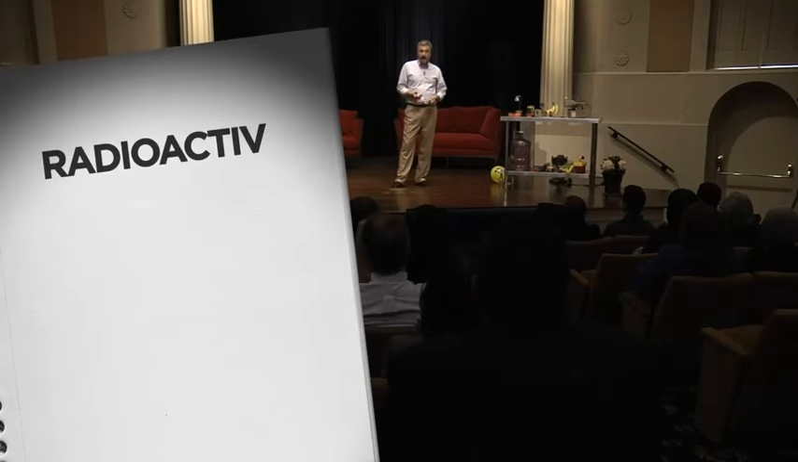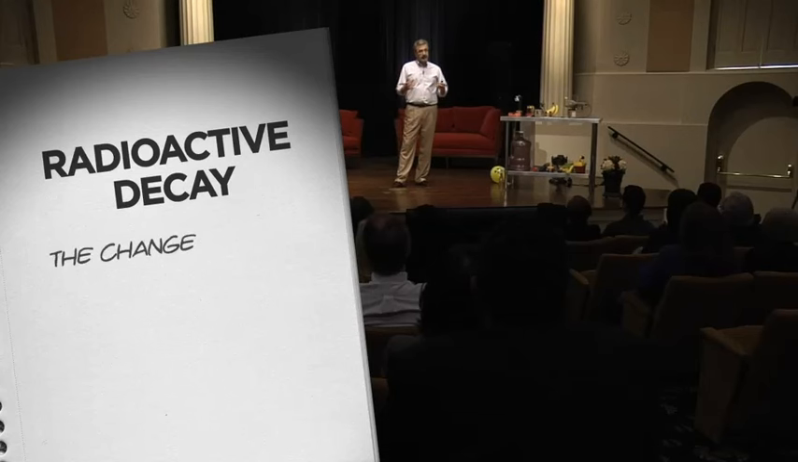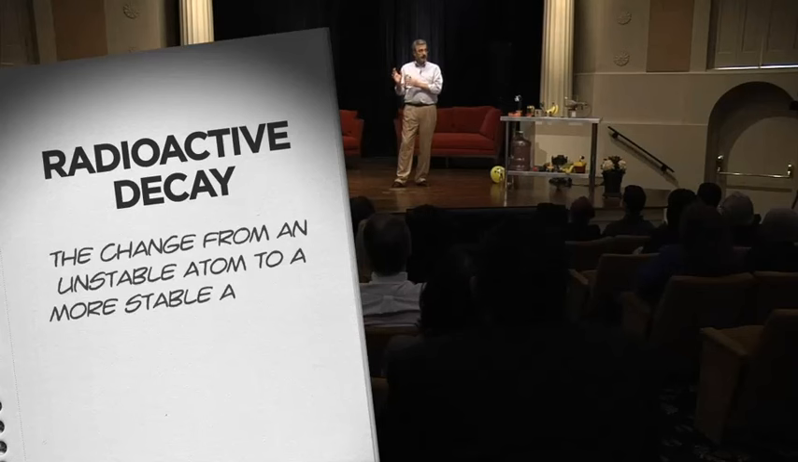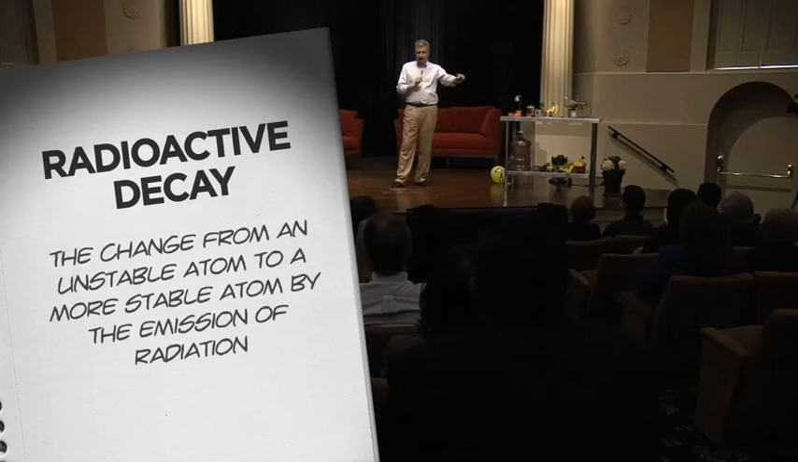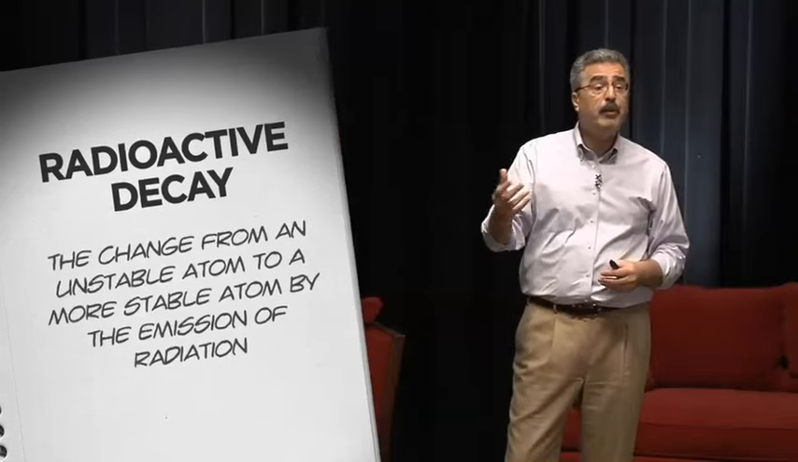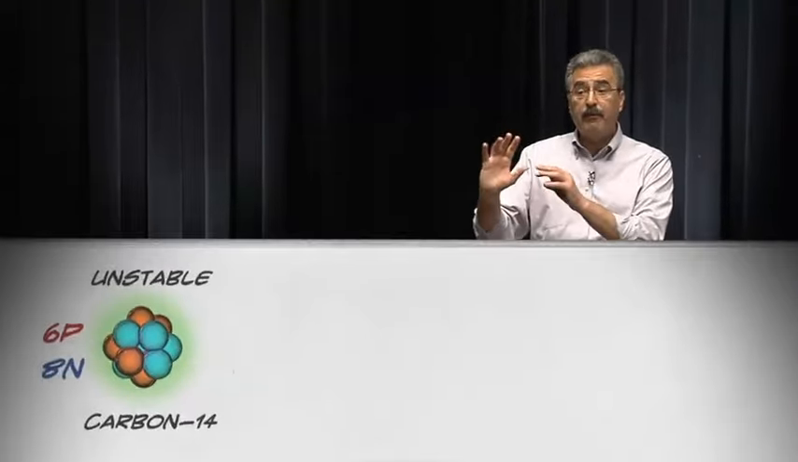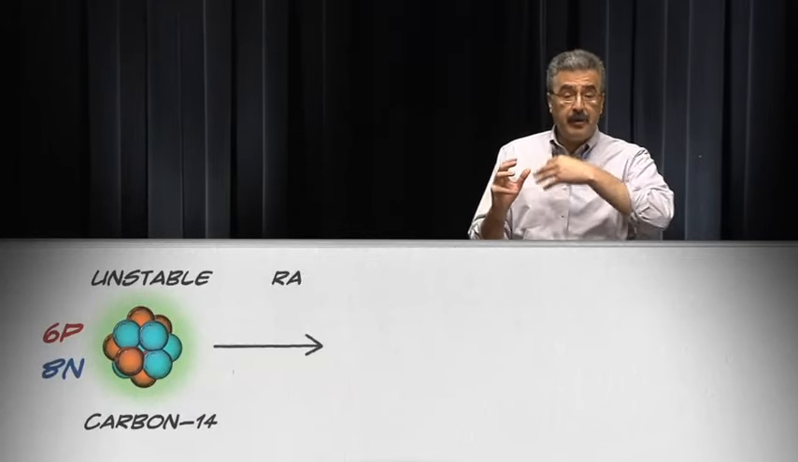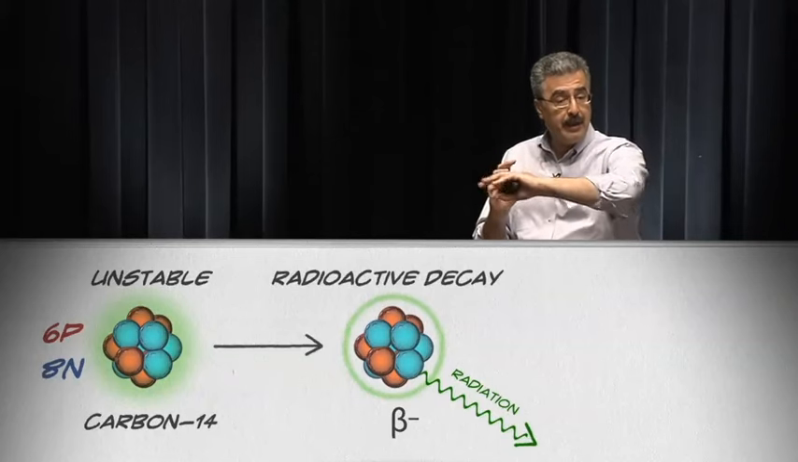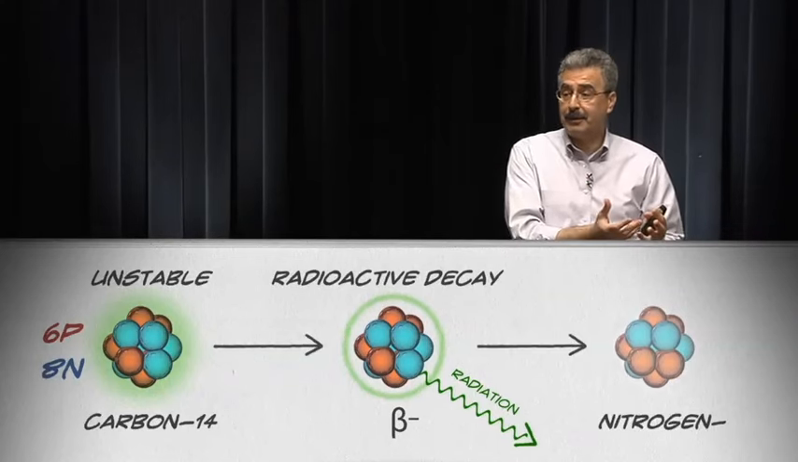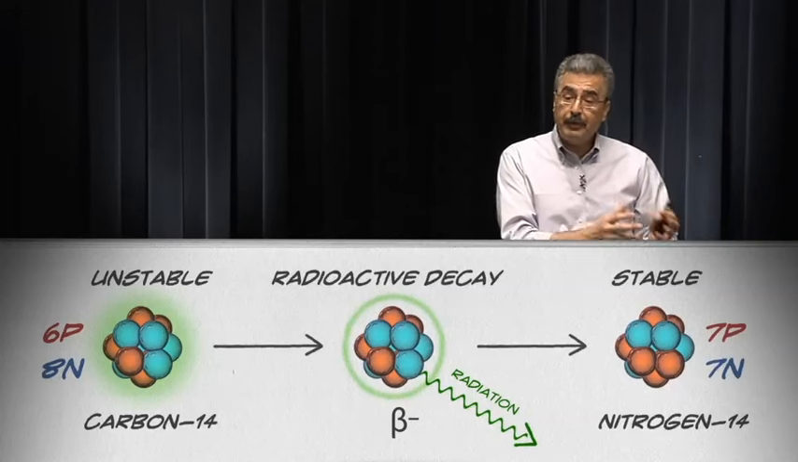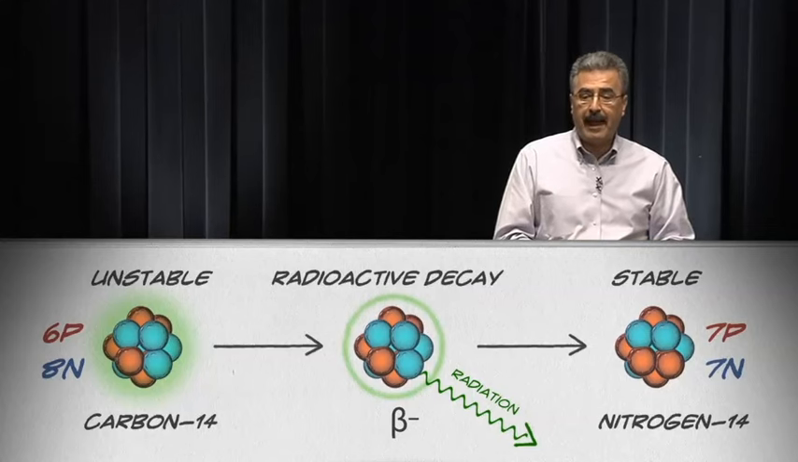And then radioactive decay is that process, the change, going from an unstable atom to a more stable atom by emitting radiation. So the carbon-14 that I mentioned earlier would go through a radioactive decay process, expel some of that extra energy, and change back to a nitrogen-14. So carbon-14 will go to nitrogen-14, which is a more stable atom. Uranium, which we also find in nature, would go through a radioactive decay process and transform into an atom of thorium, which is a more stable atom.